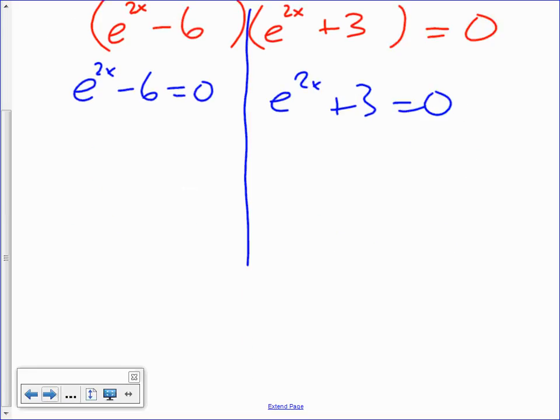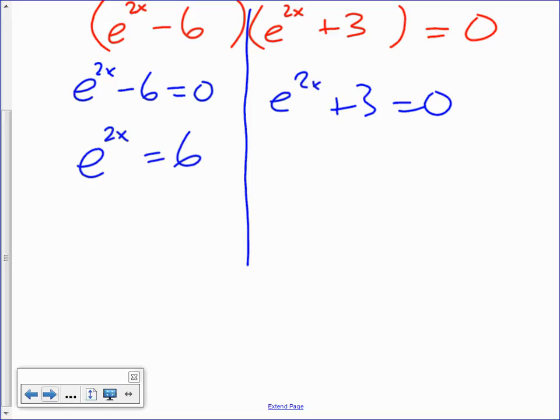It's going to be okay. All right. Here we go. What was the first one? As a 6. e to the 2x is equal to 6. Seth giving away the answers.